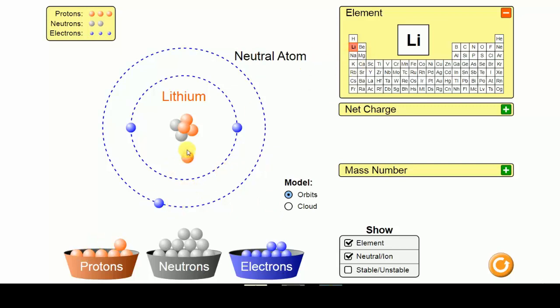Now, which one is the next one? Here you see, what do we have? Beryllium. So it has 4 electrons as well. So this is how it has become neutral. This is how it works.